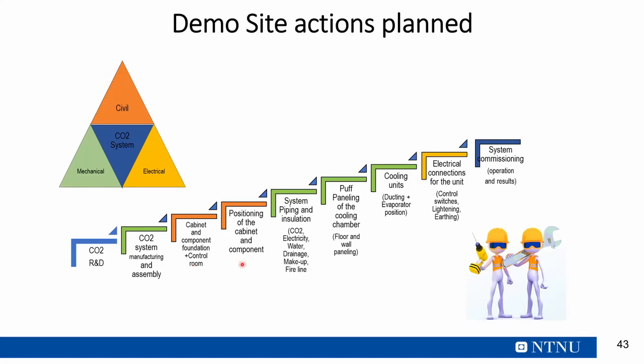Next, where would be the positioning, how the piping, insulation, and ducting would be taken care of, how the paneling should be neat, the puff paneling, the insulation, and how the evaporator and cooling unit will be positioned. Then at the end, how the connections will be made, the earthing, the lighting, and other parts. The last part would be the commissioning: how the system will operate and what the result would be. This is how we are progressing towards the demo site activities.